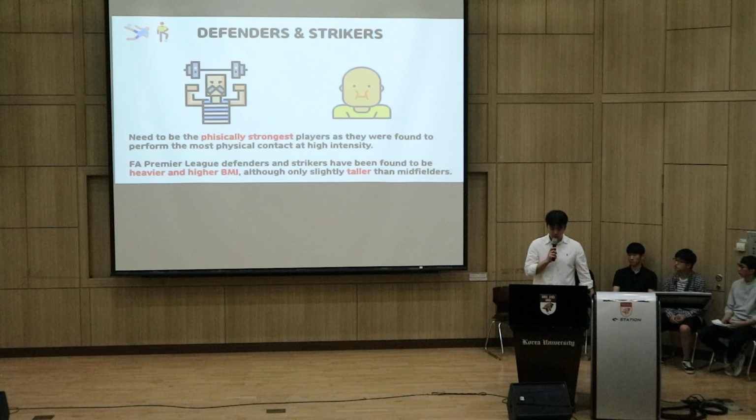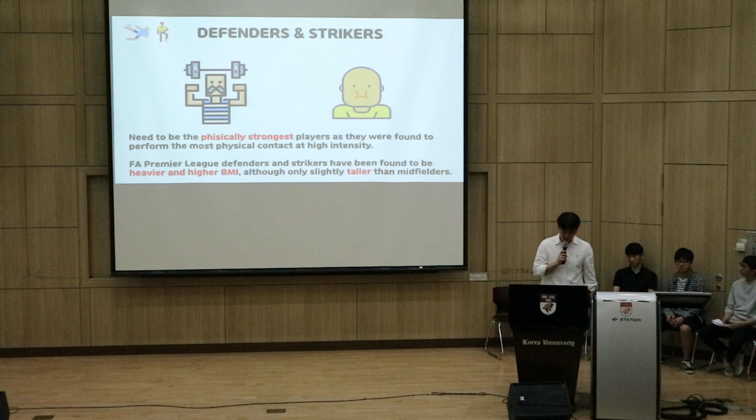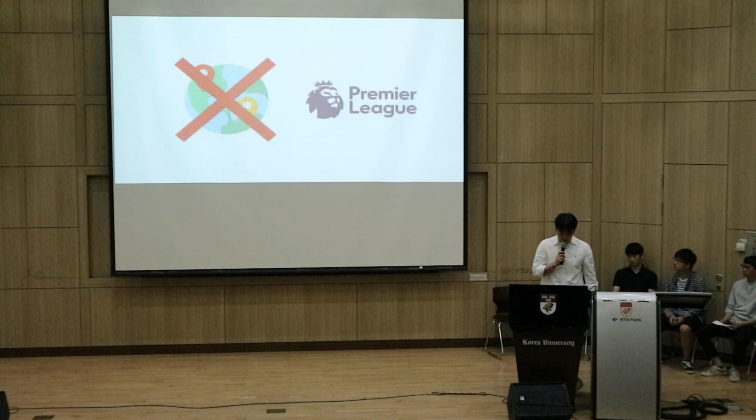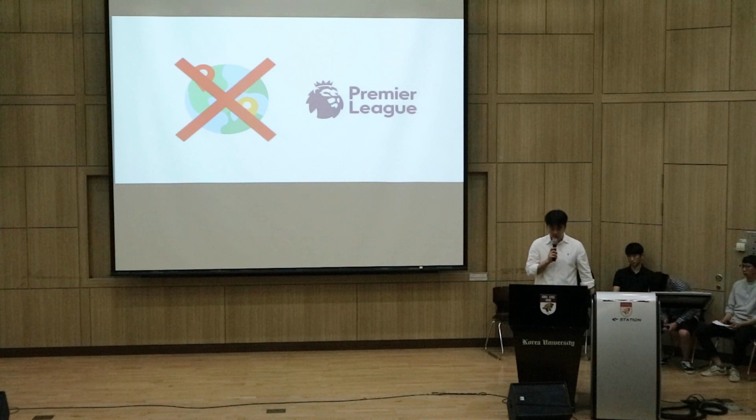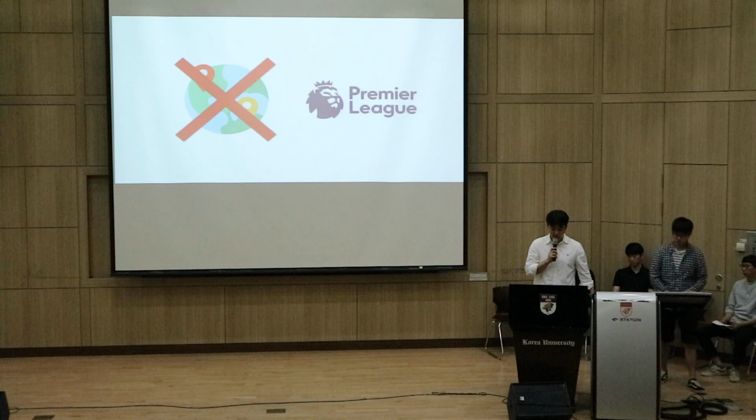In addition, strikers were also observed to have higher levels of stopping at high intensity, as well as swerving and slowing more rapidly. In a similar respect, defenders should also have sufficient body strength in order to compete with the strikers. To this end, FA Premier League defenders and strikers have been found to be heavier and with higher BMI, although only slightly taller than midfielders. This was not a universal finding across 4 different European leagues. This would also indicate that the findings of this paper are specific to the FA Premier League.